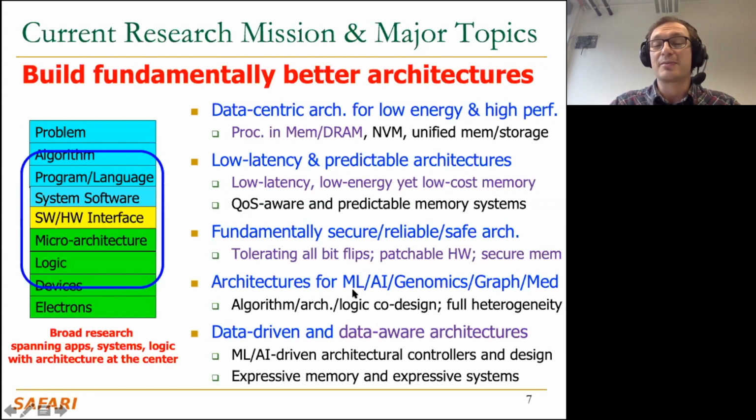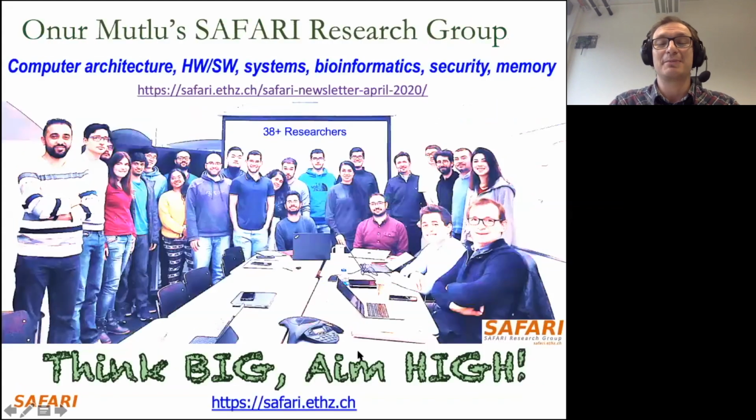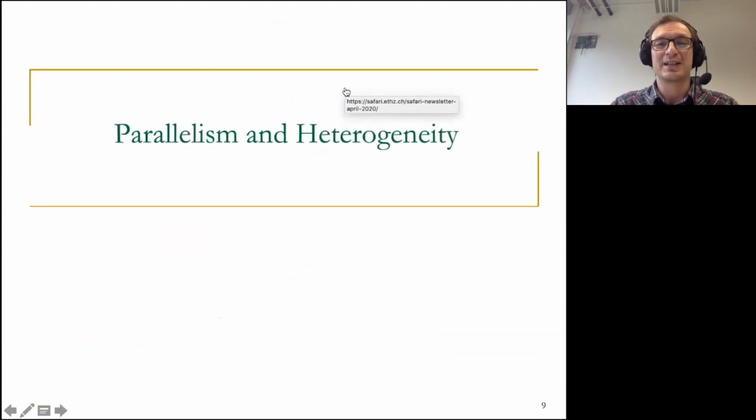How do you do algorithm, architecture, and logic co-design? How do you exploit heterogeneity? How you exploit 3D-stacked systems is very interesting also going forward, I think. And we've also discussed data-driven and somewhat data-aware architectures. So if you're interested, let me know. This is the group I've shown you earlier also. And if you want to know more about it, you can go and click this and go to the group webpage. You can also read our newsletter, which is over here.